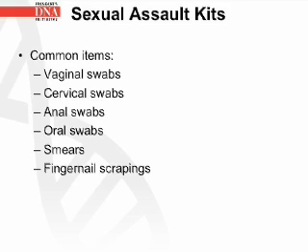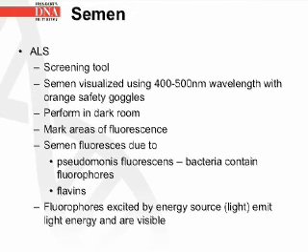Sexual assault kits. The common items found in sexual assault kits are vaginal swabs, cervical swabs, anal swabs, oral swabs, smears, and fingernail scrapings. When screening for semen, the alternate light source or ALS is a good screening tool. Semen is visualized using 400 to 500 nanometer wavelengths with orange safety goggles. It is performed in a dark room. Areas of fluorescence should be marked. Semen fluoresces due to Pseudomonas fluorescens, which is bacteria containing fluorophores, and flavins. Fluorophores are excited by the energy source, which is light, and they emit light energy and become visible.